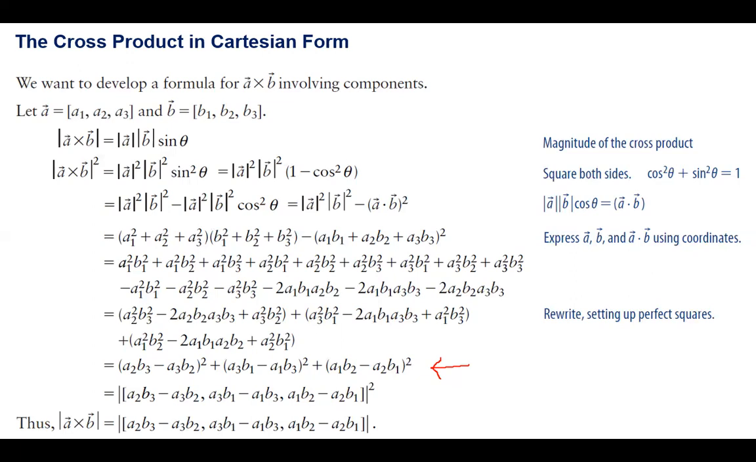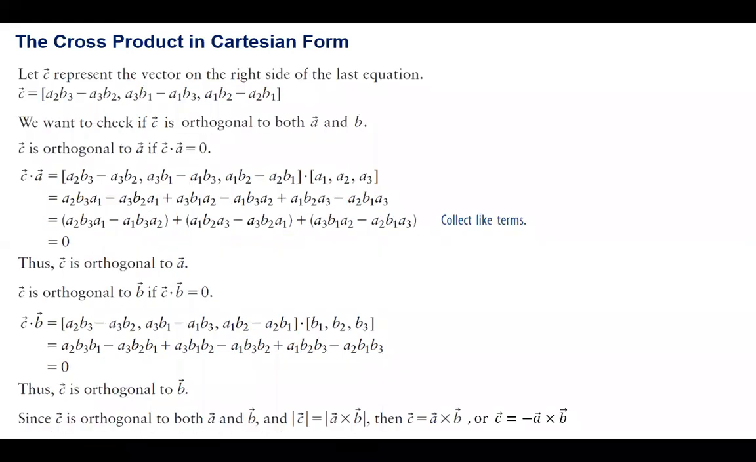Can you follow me? Okay, then let vector C represent the vector on the right side of the last equation. The three components of C are A2 B3 minus A3 B2, A3 B1 minus A1 B3, A1 B2 minus A2 B1, okay? And then we want to check if C is orthogonal to A and B, right? So note that we already know that the magnitude of C is the magnitude of A cross B, right? So next, let's check if the direction of C is orthogonal to B and A, right?